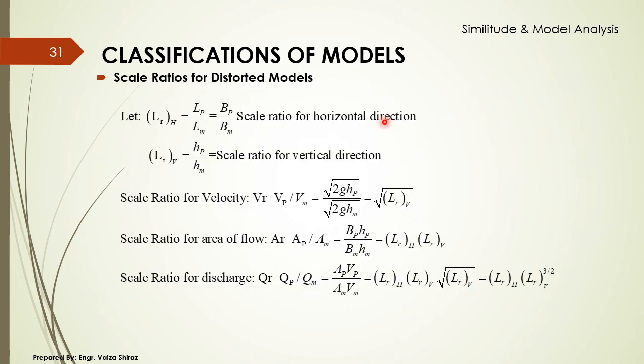On the same basis, we can practice the scale ratios for the distorted model. For the horizontal scale ratio, it will be the ratios of length and width in the prototype and in the model, and for the vertical scale ratio, it will be the ratios of the depth. So these are the scale ratios for the velocities, area and discharge considering the horizontal and vertical scale ratio.